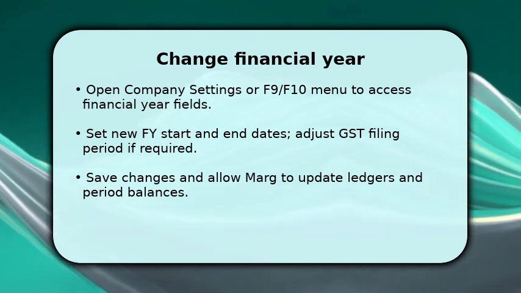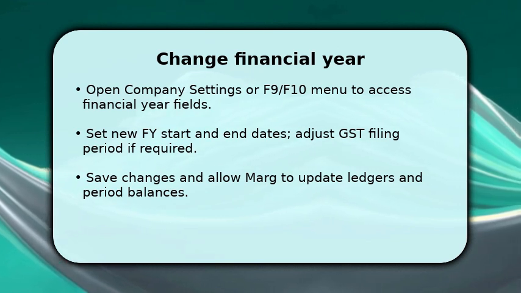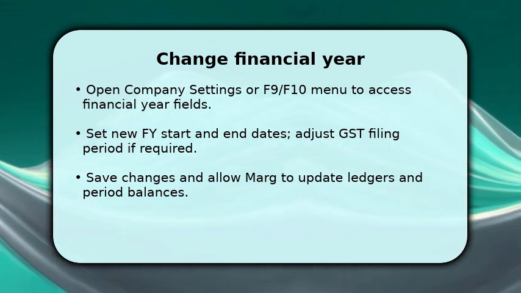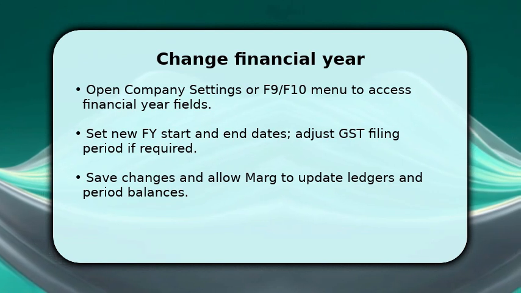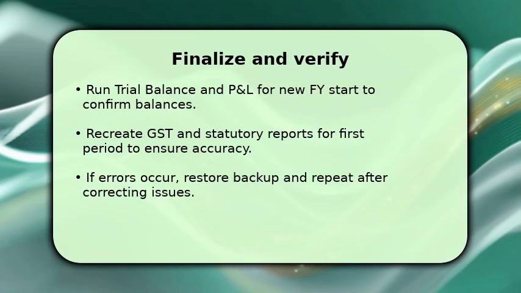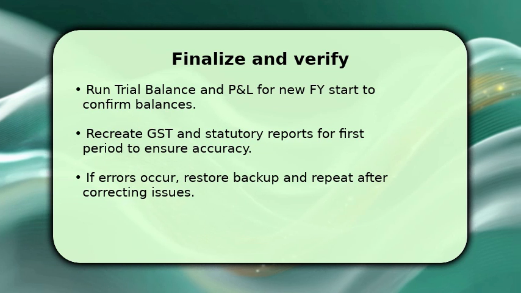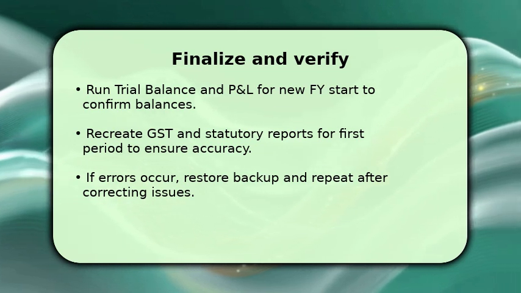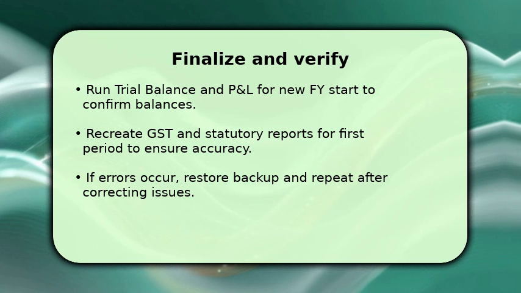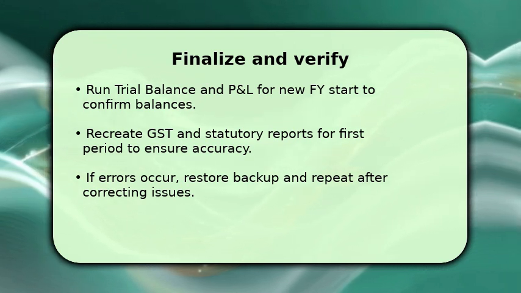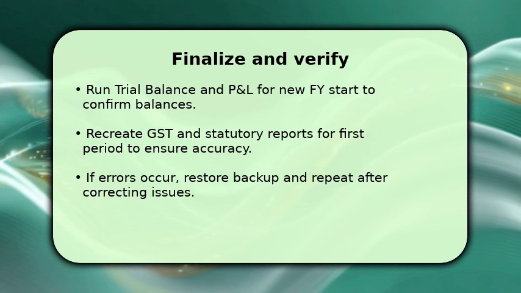If the software asks to rebuild or reindex, agree so that reports reflect the new period structure correctly. You finish by validating results. Run a trial balance, profit and loss and balance sheet for the new financial year. Start to confirm carry forwards. Once satisfied, generate the first GST/statutory period reports to ensure filing windows match.